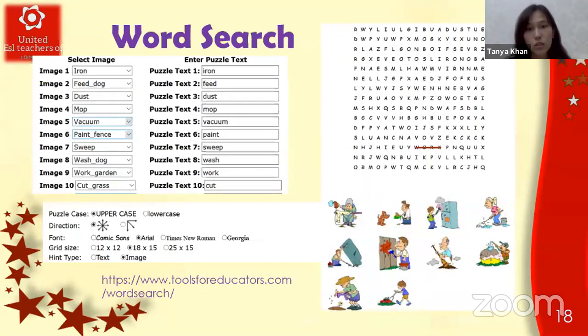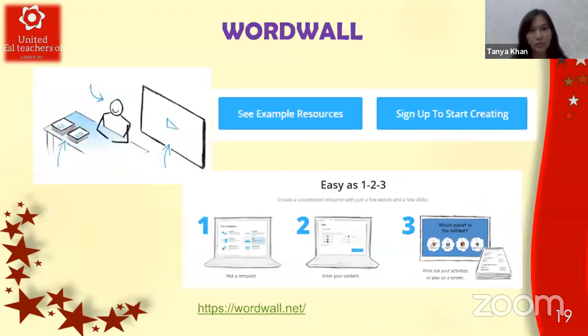And on the right side, you can see the ready-made worksheet that was prepared as an example. So if you follow this link, you can easily create your own according to the materials that you have learned with your students. So now the robot will continue with another tool.